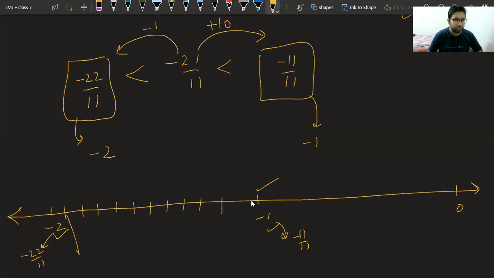Please tell me the value of which one? -22 by 11, -21 by 11, -20 by 11, -19 by 11. We want this one, right? This only we want. This is the answer.